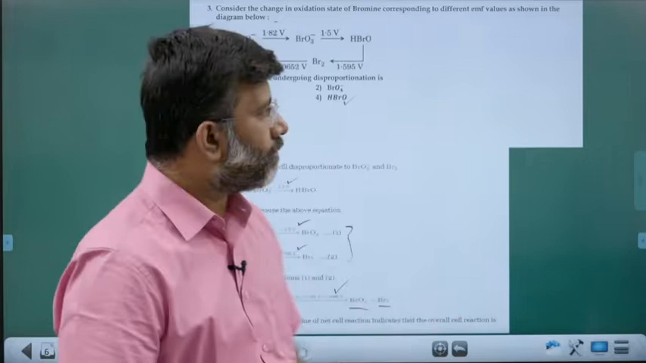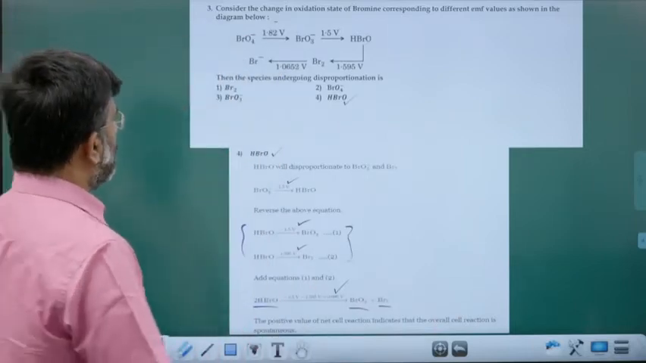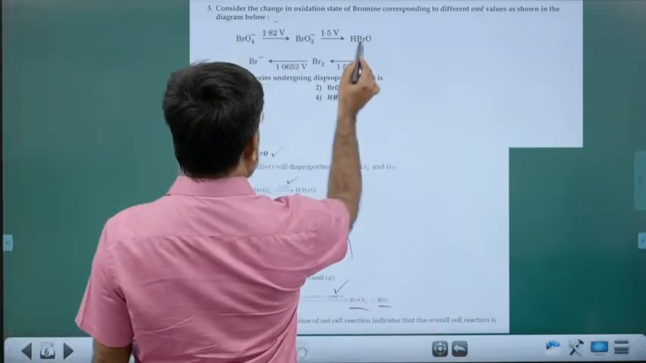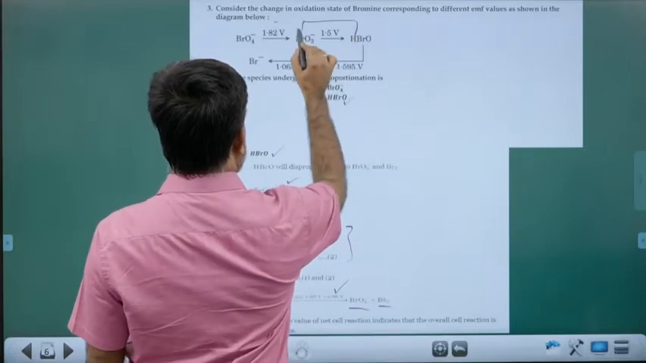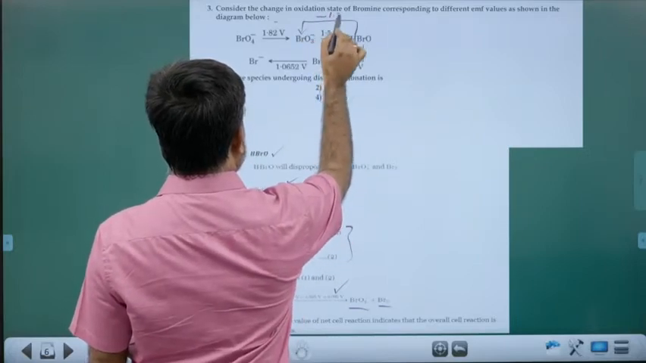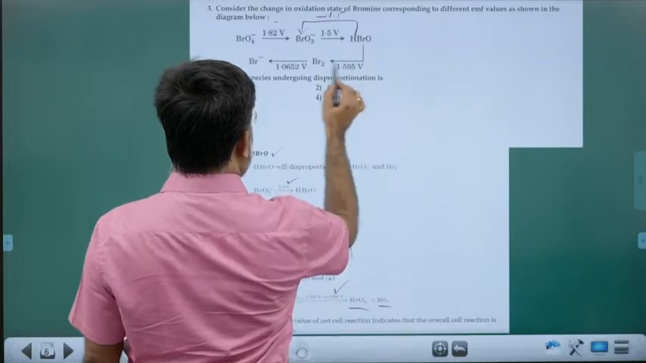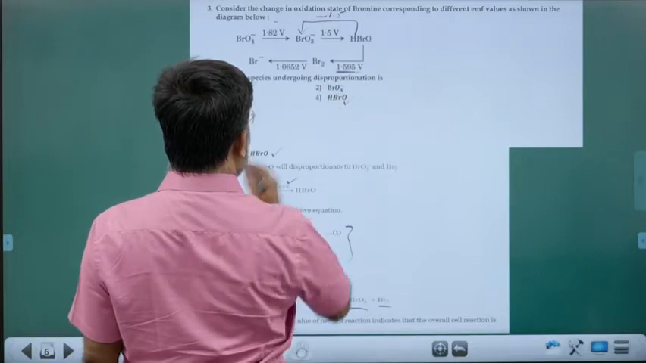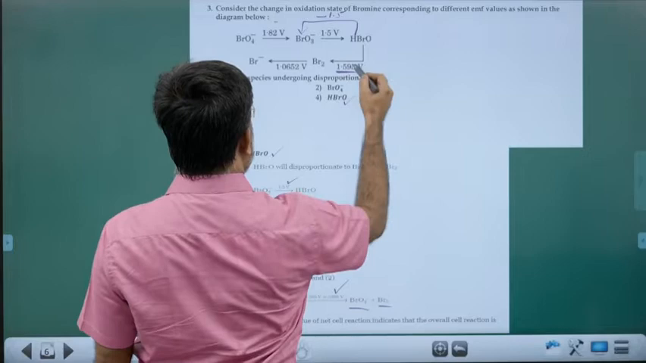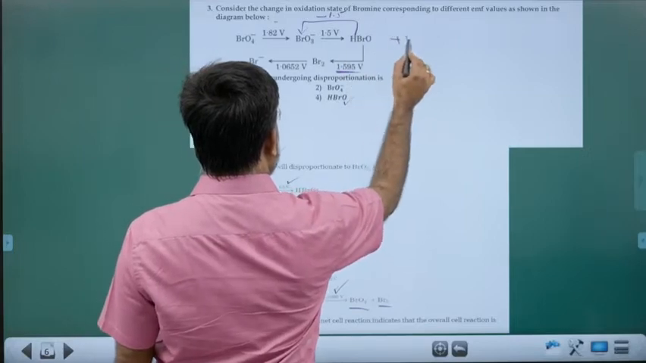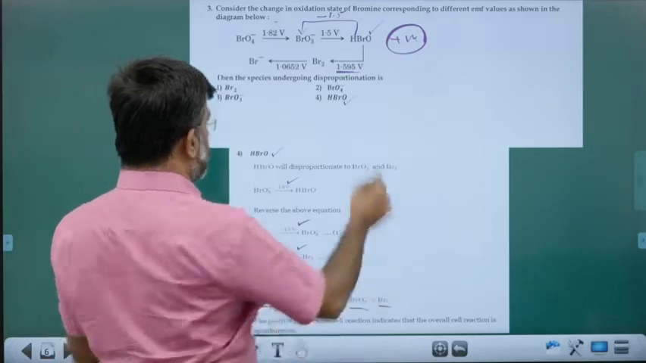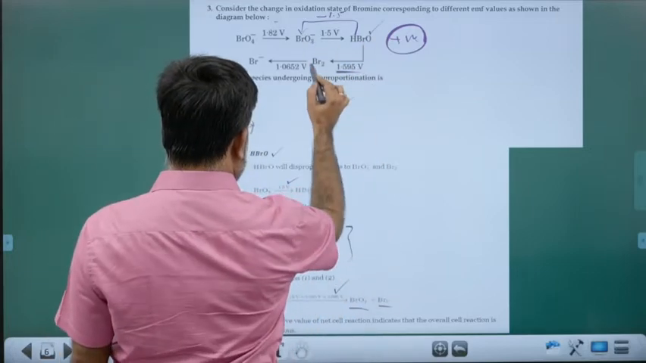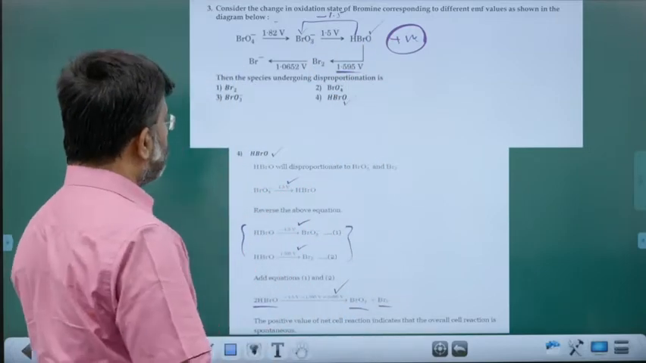Okay, I repeat. Now, you see, this is converted to this. The potential is 1.5. So this is converted to that, it will be minus 1.5. And this is converted to this, it is plus 1.595. The sum of these two will be a positive EMF, indicating that it will undergo disproportionation. This can go to that side and this can come to this side. That way.